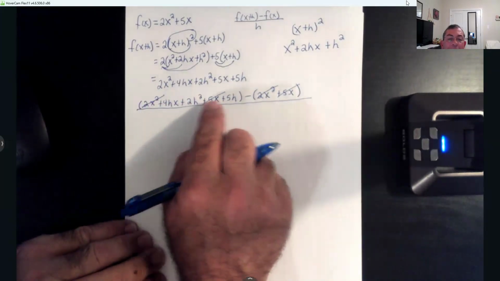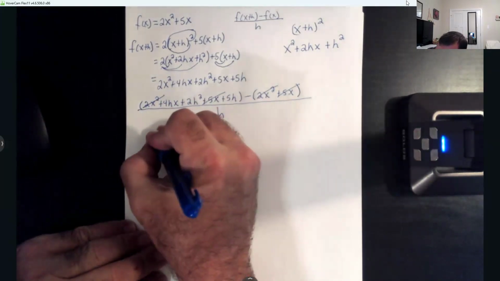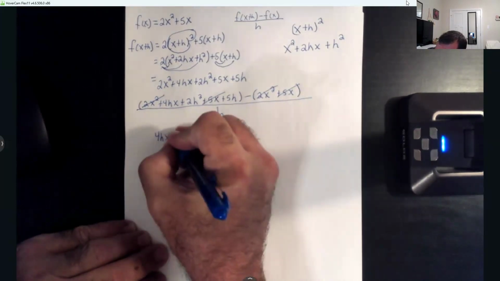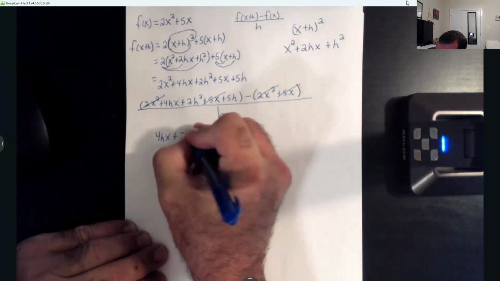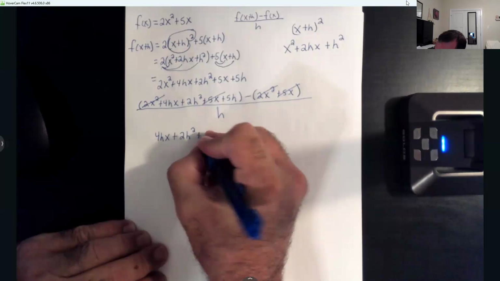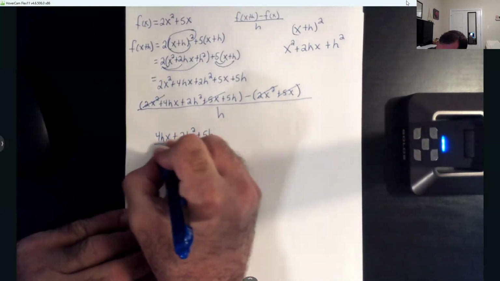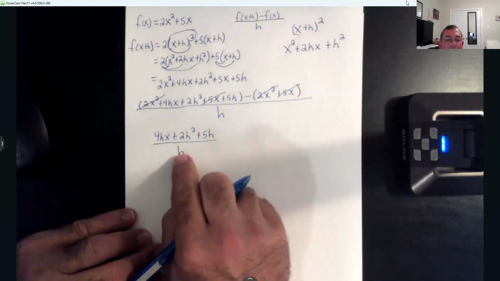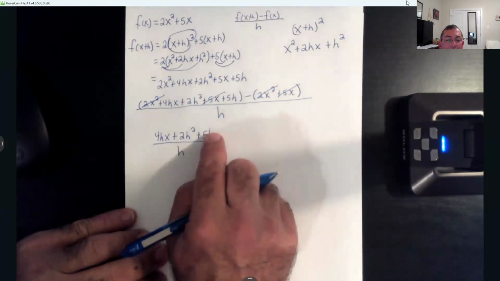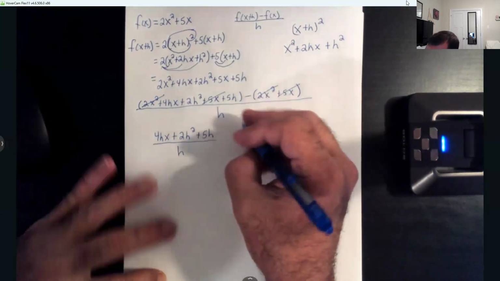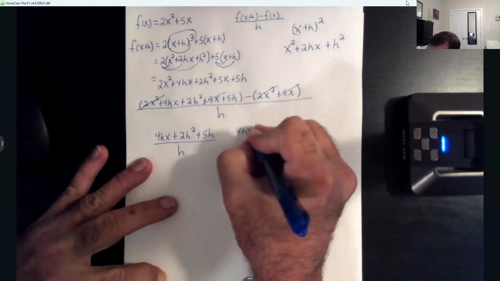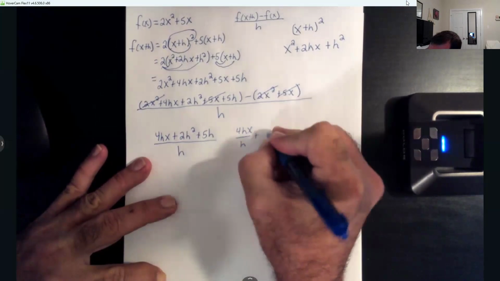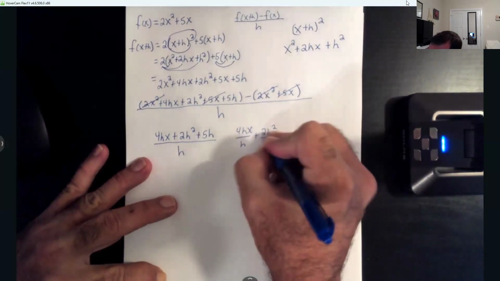So you got three things left that got an h. You got a 4hx plus 2h squared plus 5h. All those are over that h. So now the last step is to take all three of these and divide them all by the h in the bottom.